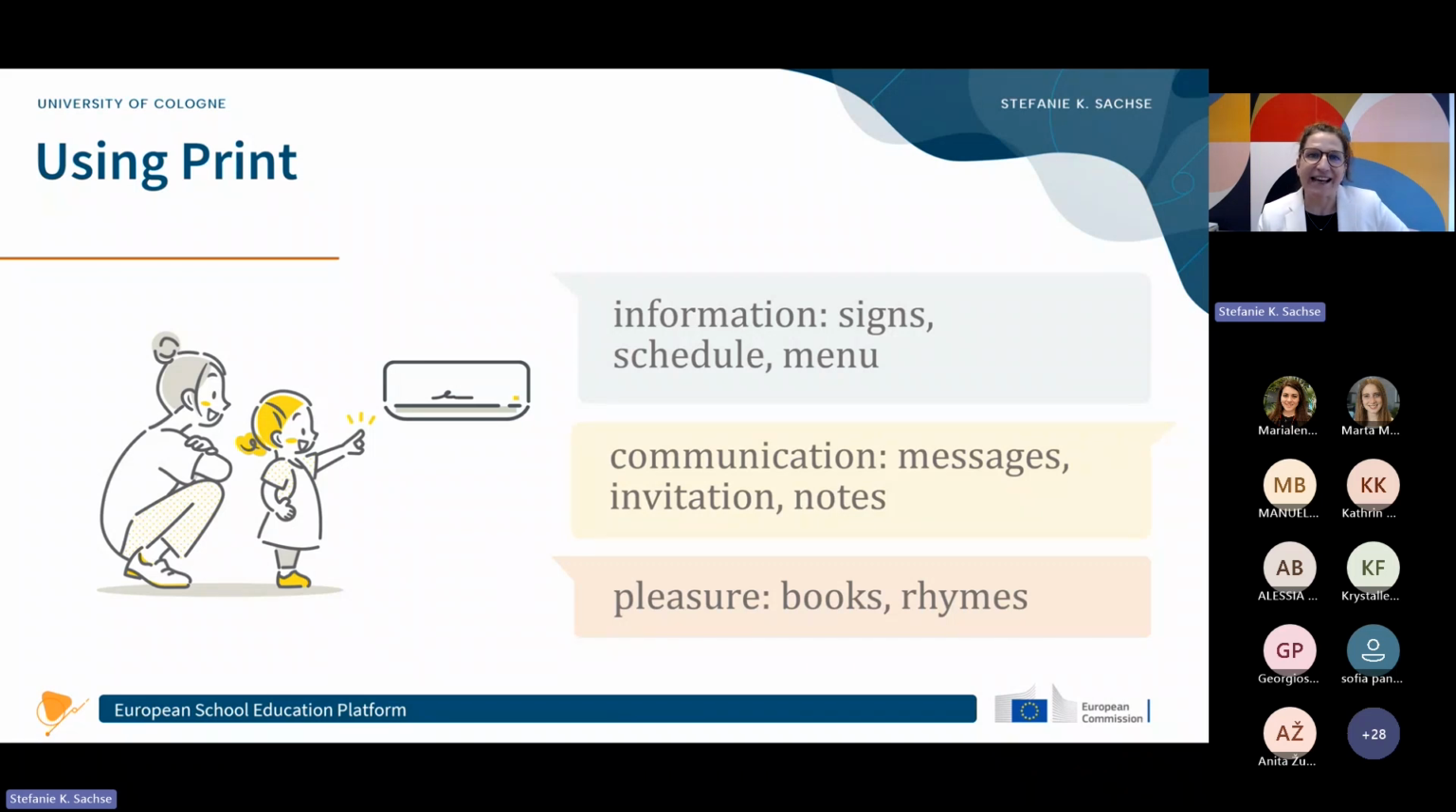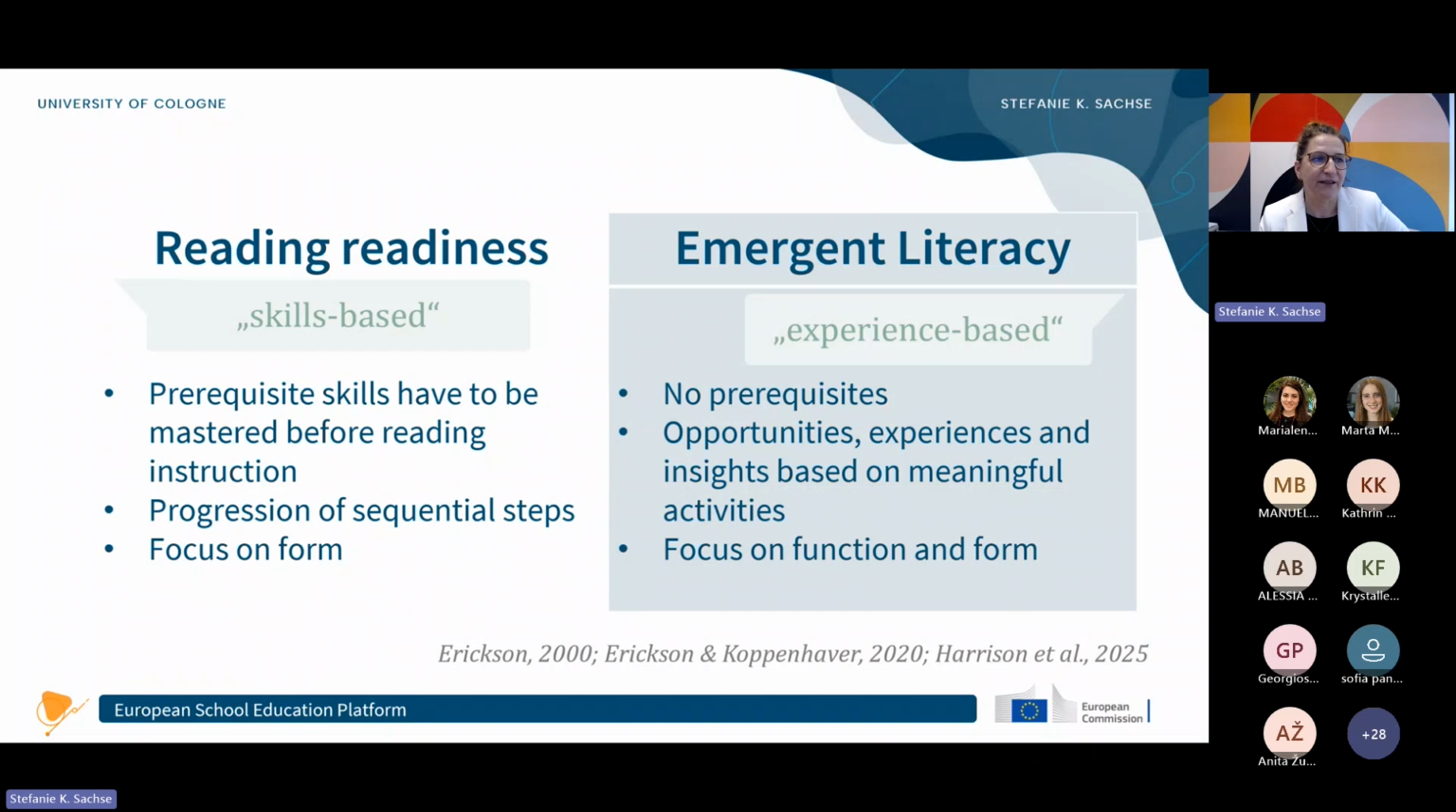The first one is a side-by-side comparison of reading readiness, the more traditional focus, and then emergent literacy. It might help, I wrote some of those notes on the slides. It might help to think of reading readiness as a bit of a skills-based focus on prerequisites. Children have to be ready for literacy instruction. They have to show certain skills. And reading readiness thinks of a progression of sequential steps.